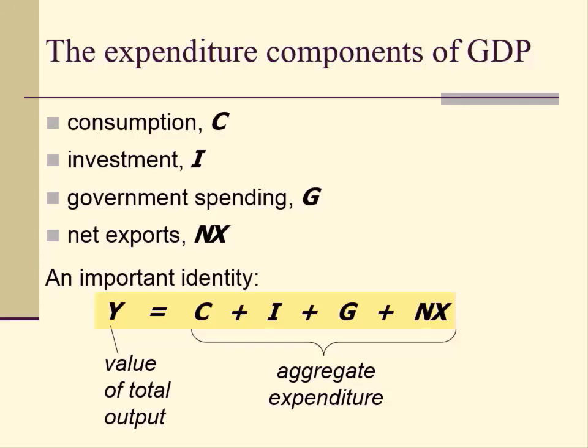And an important identity is Y equals C plus I plus G plus net exports. So the left-hand side of the equation is the value of total output. So we can also define GDP as the value of aggregate output of final goods and services. And that should equal total expenditure on final goods and services, or aggregate expenditure, on the right-hand side of the equation or identity. And now let's look at each of these components.